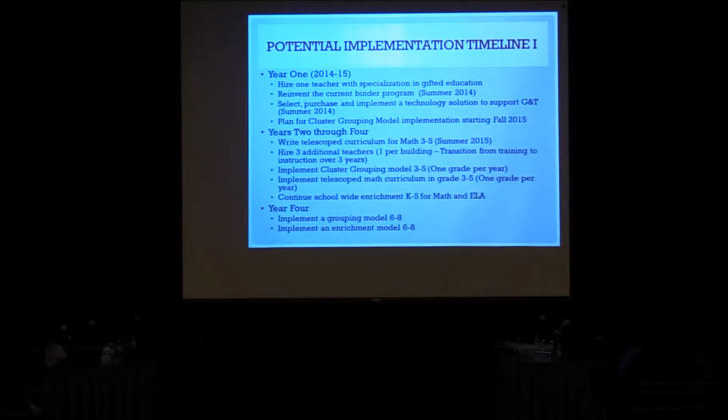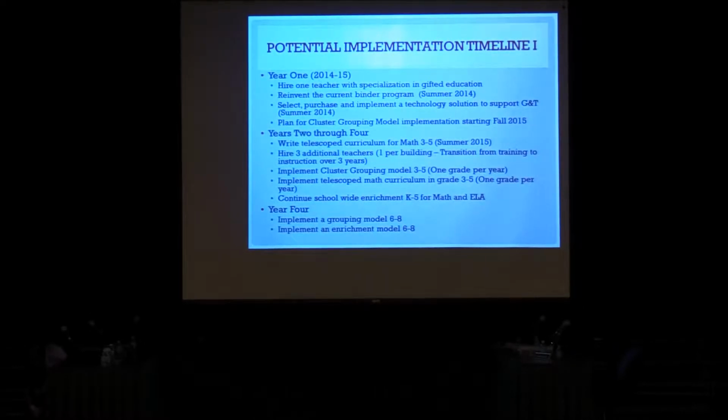Okay, in year one, that would be starting this summer. Hiring one teacher with specialization in gifted education, reinventing the parent binder program, which is already scheduled to take place this summer as a curriculum writing project. Select, purchase, and implement a technology solution to support G&T, and plan for cluster grouping starting fall of 2015. Right? So next year really is the planning year for cluster grouping and a bolstering of our enrichment program.